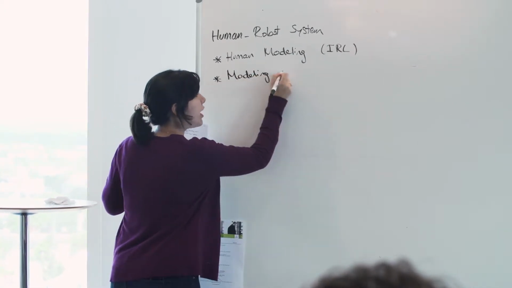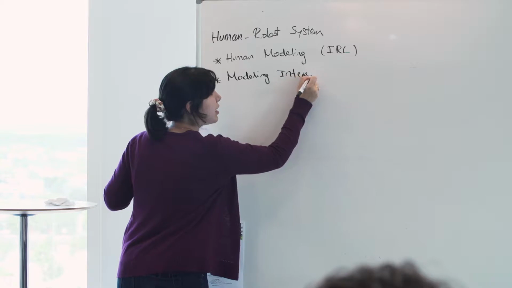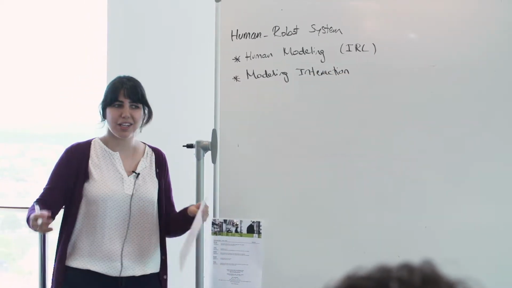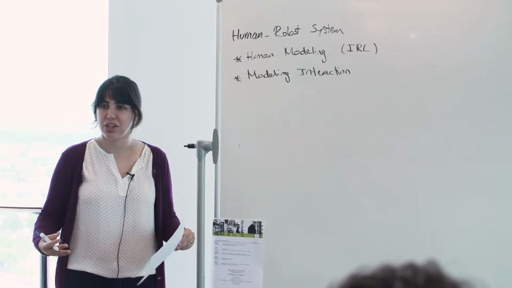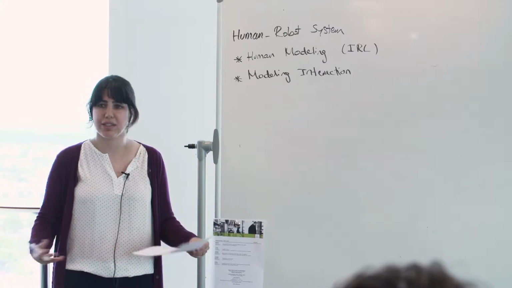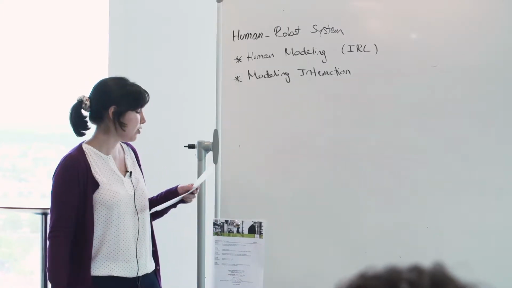So modeling interaction. We talked about that in a two-player game setting, where we have a robot and a human working together, actually affecting each other. We had this nested optimization that was kind of difficult to solve, but we were trying to come up with approximation algorithms to do that.